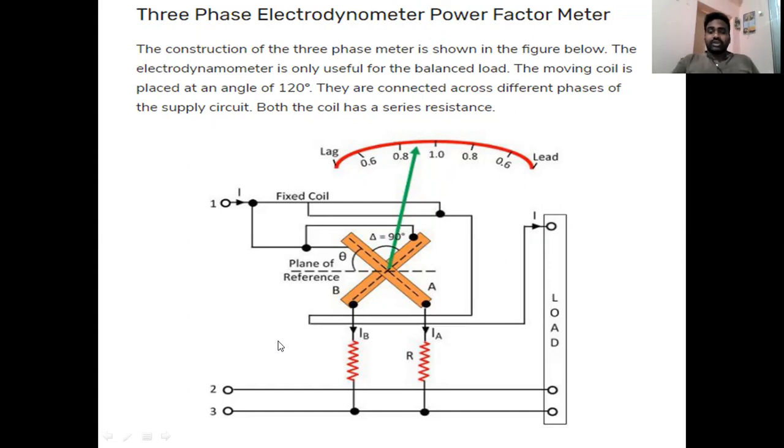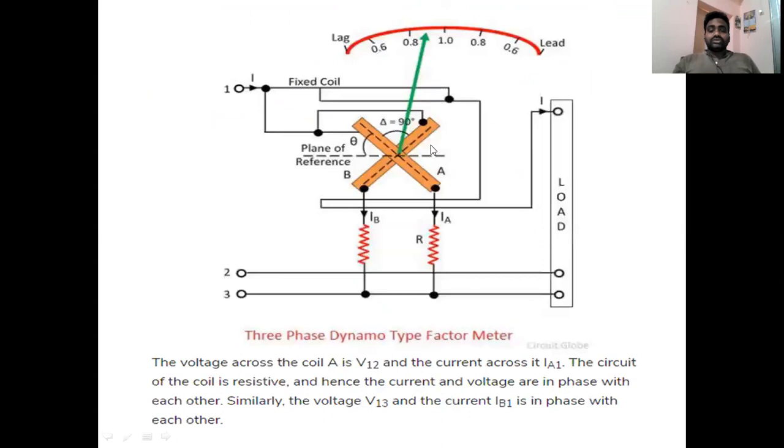The needle is connected on a particular axis scale, which is pivoted here. Going through the working, the field is created by the fixed coil. The voltage across coil A is V12 and the current flowing is IA1, and the voltage across coil B is V13 and the current flowing is IB1. Both have a phase displacement of 120 degrees.